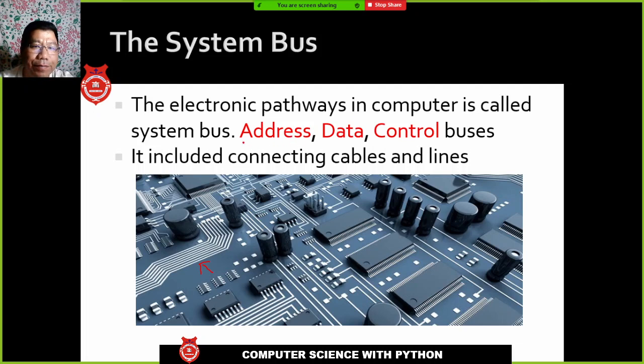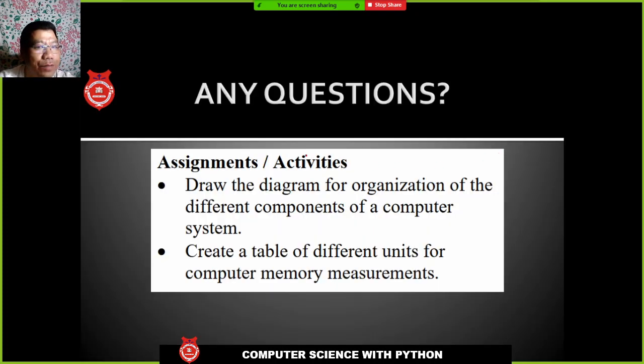We have different types of system bus. The address bus can carry only the address of some memory or the address of external peripherals like a printer, keyboard, mouse, etc. We also have the data bus that can carry data between two components. We also have the control bus that can carry the control signal, like what operation is to be performed. I hope you understand. Do you have any questions on this?